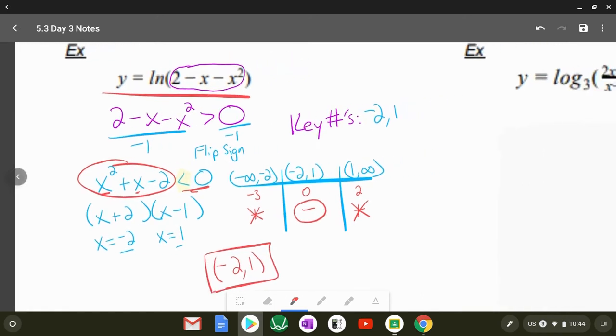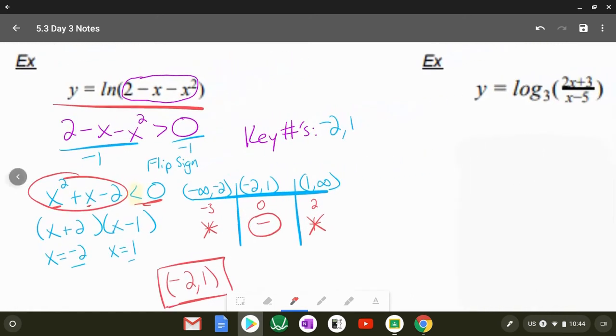So if we graphed that function with our calculator, it'd be too tough to graph with transformations because it's got a quadratic inside the log. But if we graph that with the calculator, we'd be able to see that the domain left and right would be from -2 to 1.